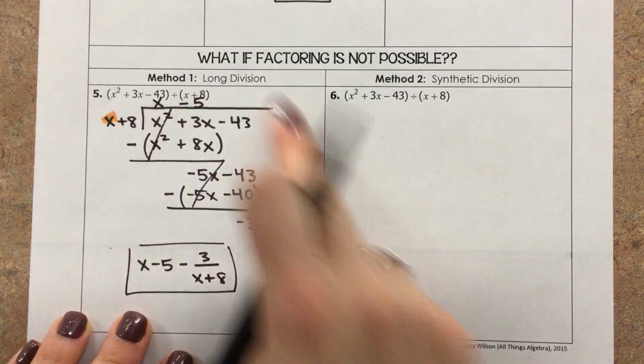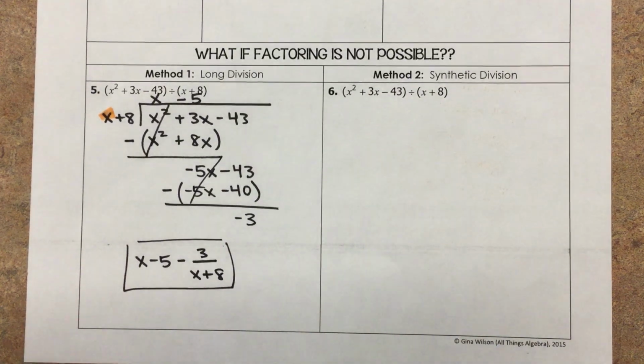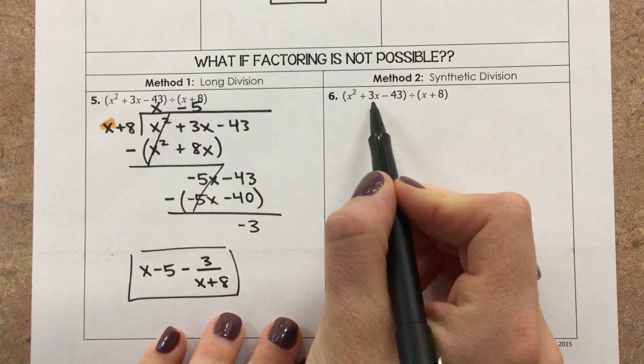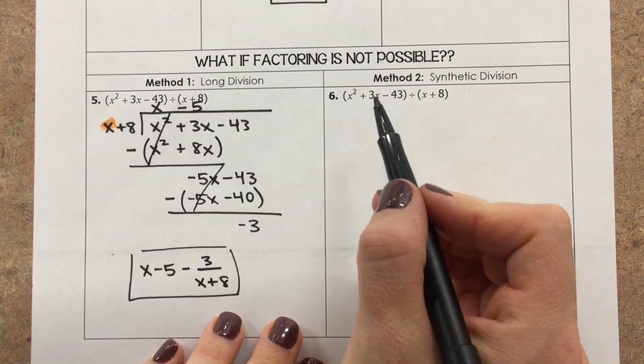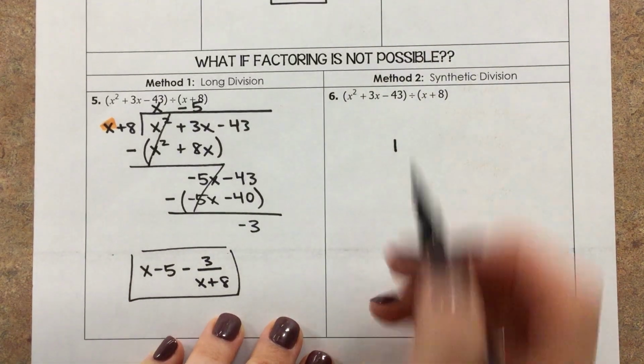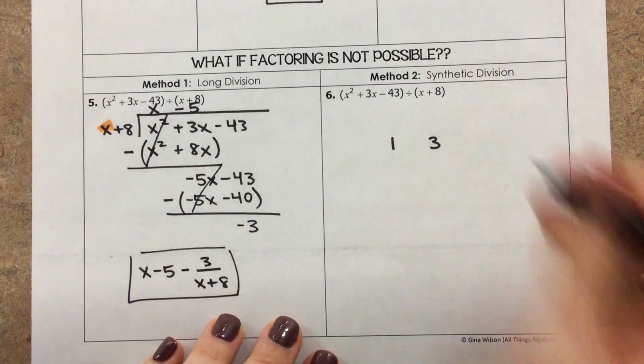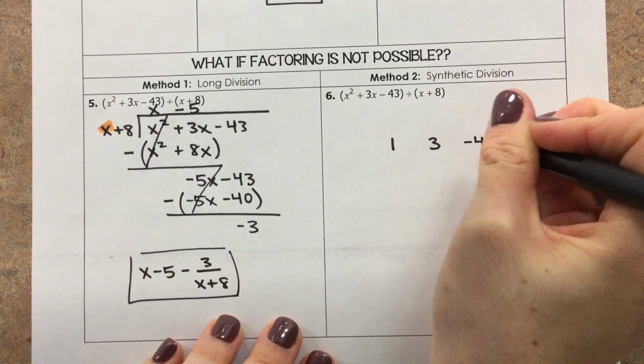So you can't see everything happening the way you can here, but a lot of people prefer this because, like I said, it is a little bit of a shortcut. So what you do here, you take these 3 coefficients, only the coefficients. So x squared is like a 1x squared. 3x is like a 3. Negative 43, put that right here as well.